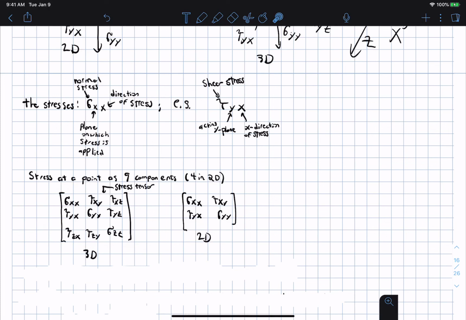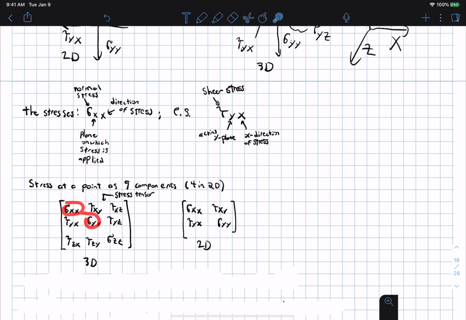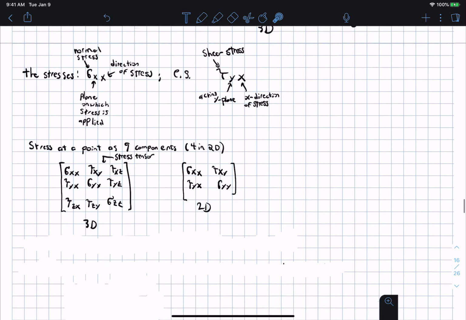Stresses, you can basically put it into a thing called a tensor. For all intents and purposes for this class, you can think of it as like a matrix, where you basically just fill it with the stress components. So you have sigma xx, sigma yy, sigma zz, and then all the shear stresses right here. Okay, in 3D and in 2D. And you guys have dealt with that quite a bit in your mechanics of materials.